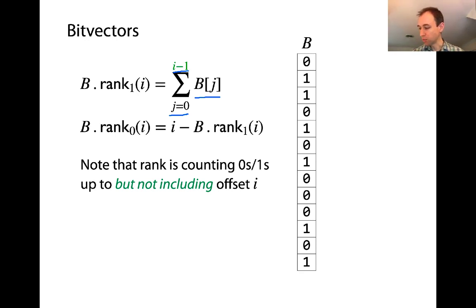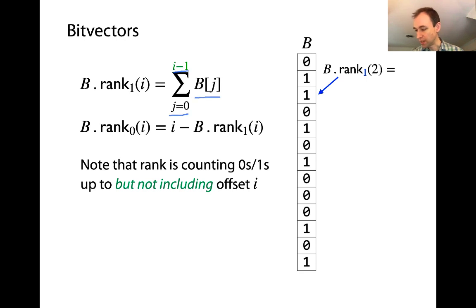Okay. Let's do a couple of rank queries, make sure we understand this. It's going to involve visually scanning along this bit vector and adding up how many 1s we see or adding up how many zeros we see, depending on which version of the query we're doing. Okay, so let's do b dot rank subscript 1 at offset 2. Okay, so what do I have to do? I have to count the number of 1s up to, but not including, offset 2.